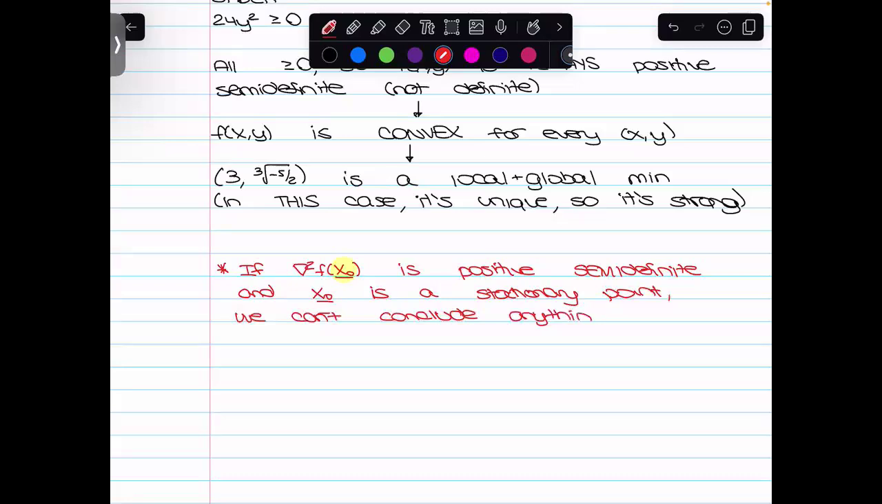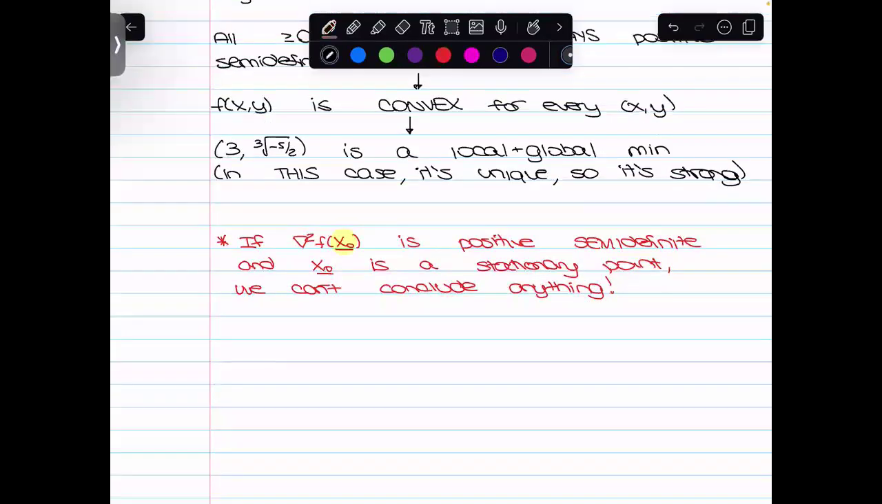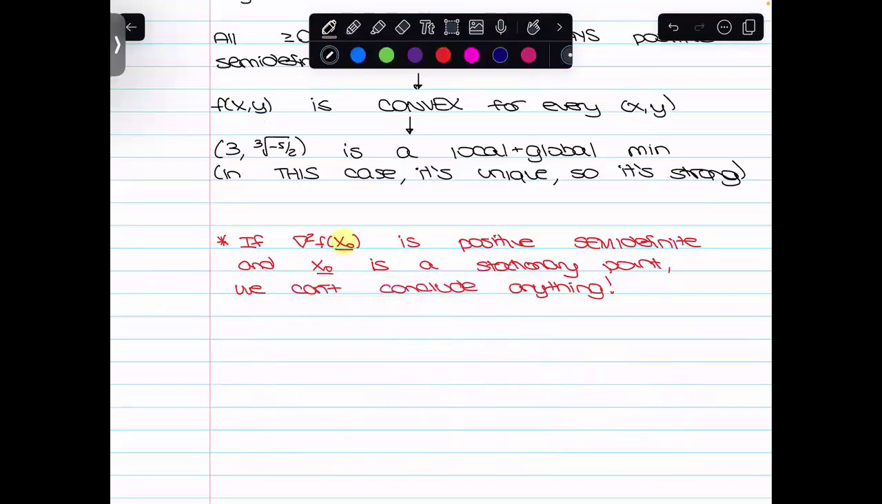So it's a bit tricky, but it's actually the same thing as one variable functions. If you know that at a certain point the second derivative is greater or equal to 0, that by itself doesn't guarantee anything. And this is the equivalent of saying that the Hessian matrix is positive semi-definite at a certain point, then you can't say anything. But if you know that it's always positive semi-definite, then it is always convex. So just think of it as when we say convex versus strictly convex, it could also be, for example, a horizontal line.